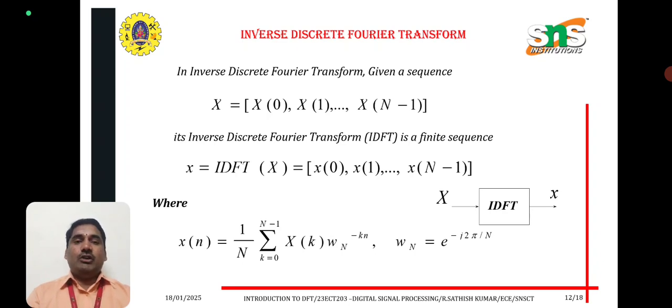x of n is equal to 1 by N summation k is equal to 0 to N minus 1 of X of k into e power j 2 pi k n divided by capital N.